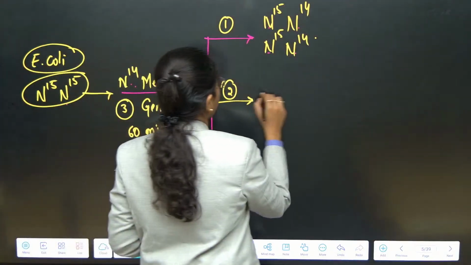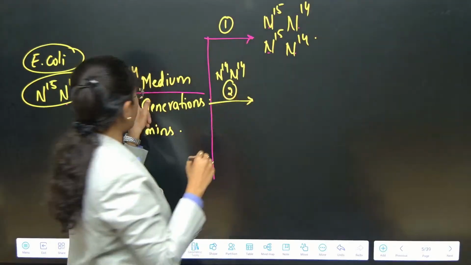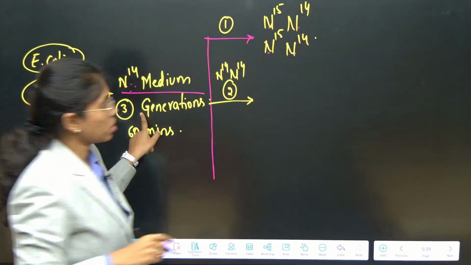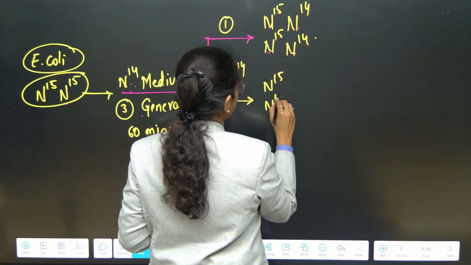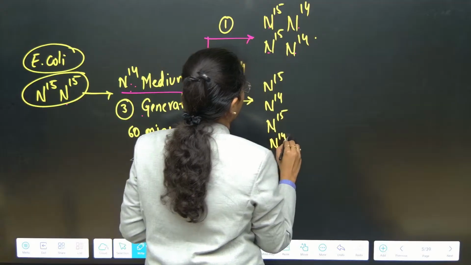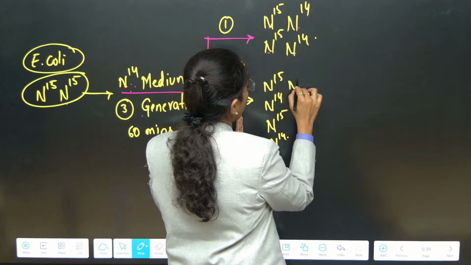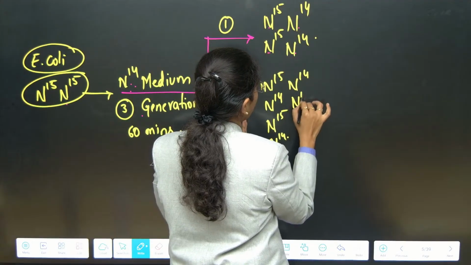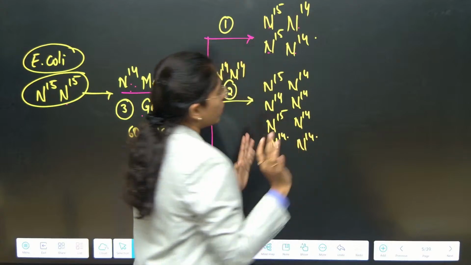So, again in the second generation it is placed in N14 medium only, for 3 successive generations. So, you can take it like this: N15, N14, N15, N14. Only light chain is added to this. So, here N14, N14, N14, N14. Fine, right?